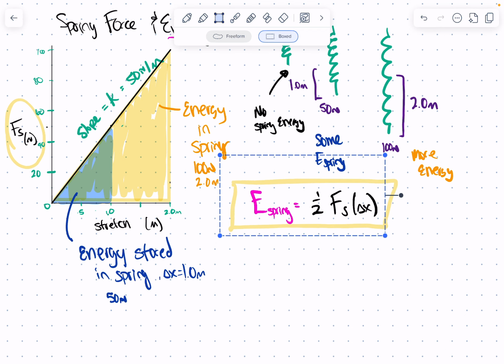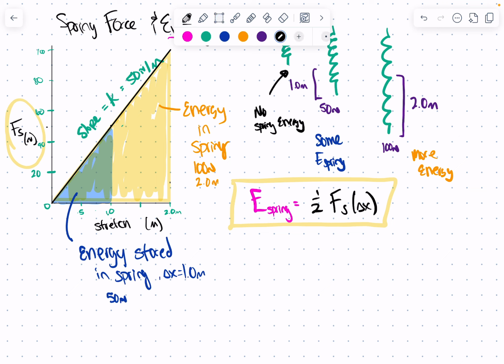So using our equation here, let's start with the 1 meter that was in blue. We have 1/2. We know the force of the spring, we said it was 50 newtons, and we know that we have stretched 1 meter.